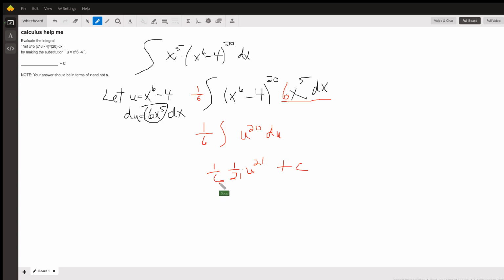And I'm going to multiply this 6 times the 21. And at the same time, I'm going to replace u with what it is in terms of x. x to the 6th minus 4 to the 21st power plus c. There is your antiderivative of the original function. We could call this big F if you want to.